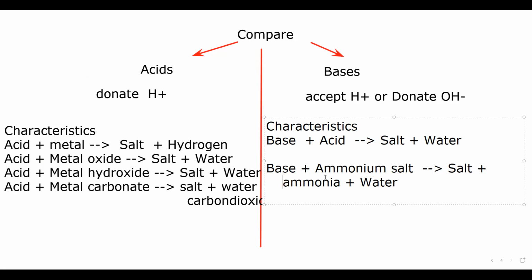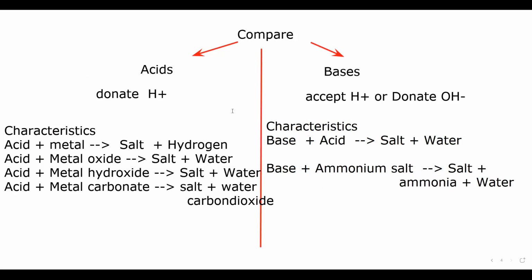So these are the characteristics which you have to learn for acid as well as base. Is it clear till this point? The comparison between acid and base. So acids are proton donors and bases are proton acceptors. Acids can react with metal, metal oxide, metal hydroxide, and metal carbonate, whereas base can only react with acid and ammonium salts.